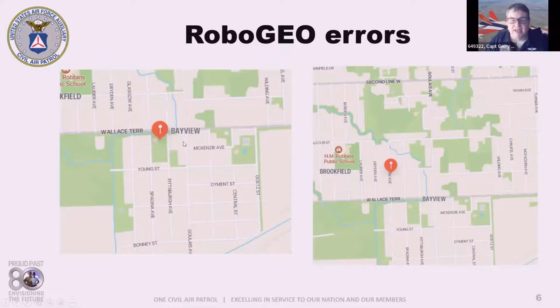So the one on the left is the proper location. That's where the park bench was that we were sitting. The one on the right is the errored location. In this case, the error is about a quarter of a mile away. Not a lot, but enough to give pause if you need a precise location of the photo. So therefore, no free lunch. Exactly.